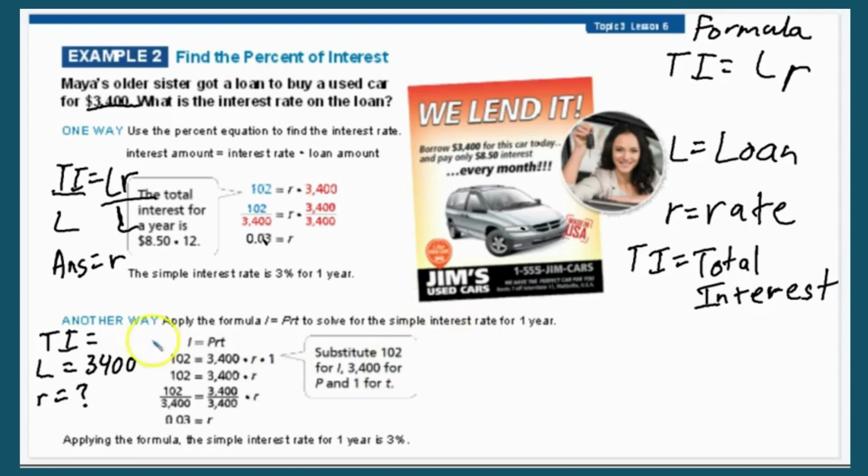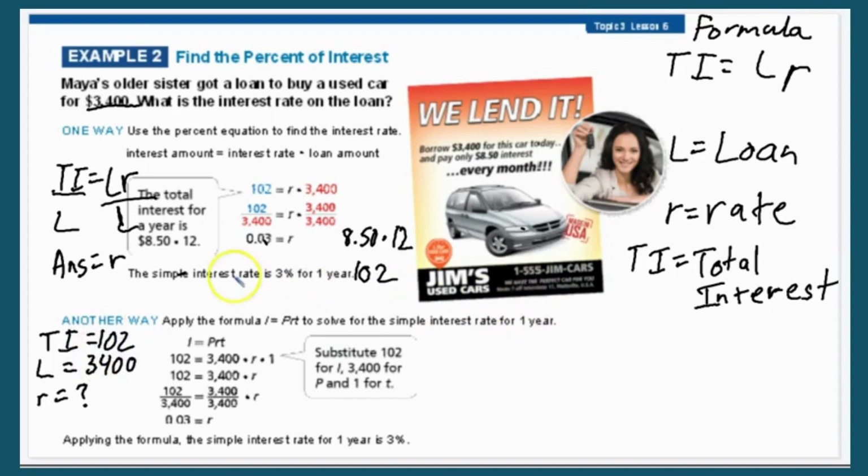So let's find the TI, the total interest. If it's $8.50 every single month, if we're looking for a year, we would do 8.50 times 12, because that's 12 months in a year. So we would do 8.50 times 12, and that is 102. So we would figure out that our TI, or total interest, is 102.